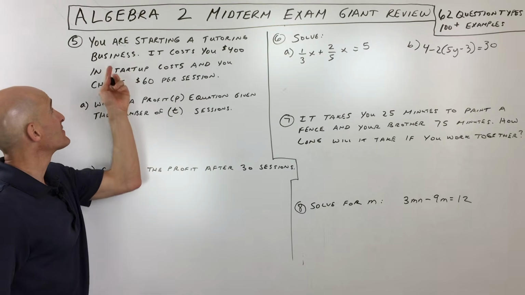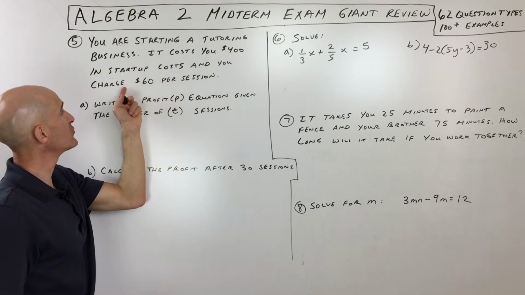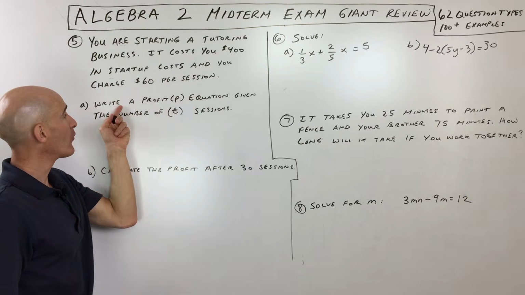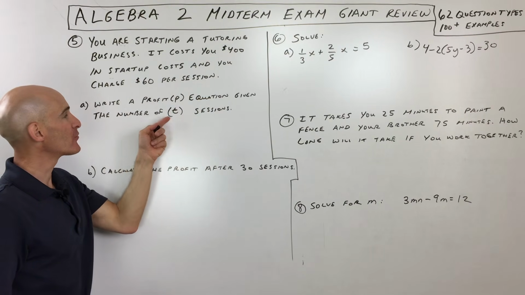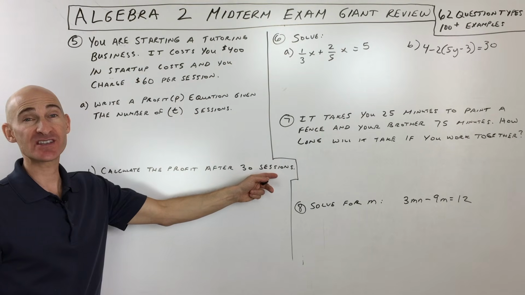Okay, question number 5 says you're starting a tutoring business. It costs you $400 in startup costs and you charge $60 per session. Write a profit equation given the number of t sessions. And then part B says calculate the profit after 30 sessions.